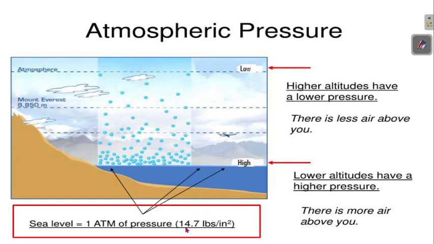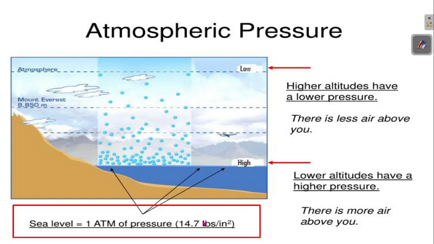Whatever that is, which is 14.7 pounds per inch square, that's how much pressure is being put on whatever is at sea level: you, the rocks, the car that's parked in the parking lot. It's 14.7 pounds per inch square. This is not in the metric units, but that's okay.